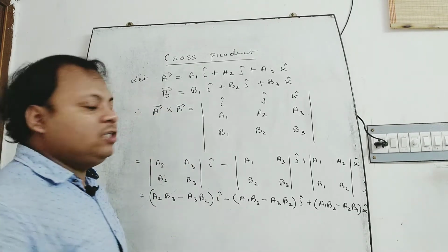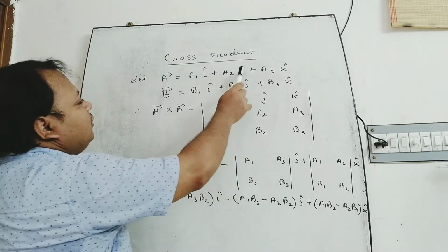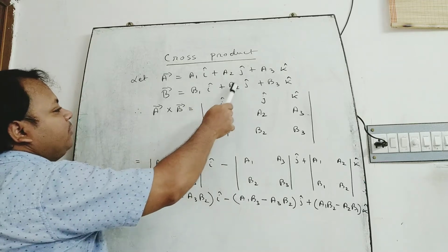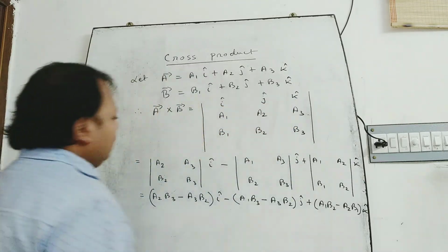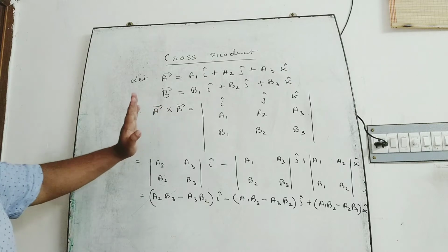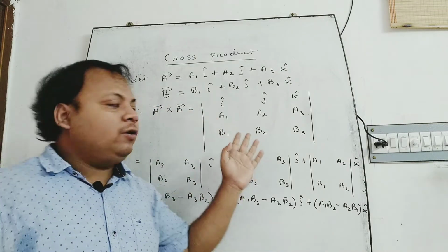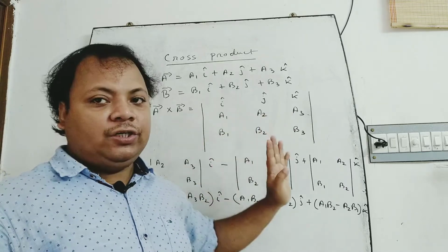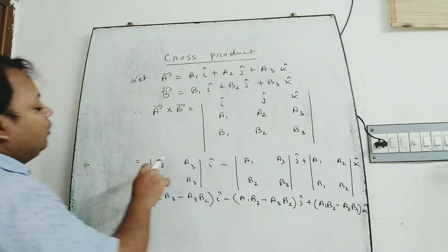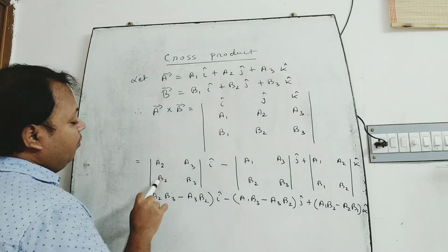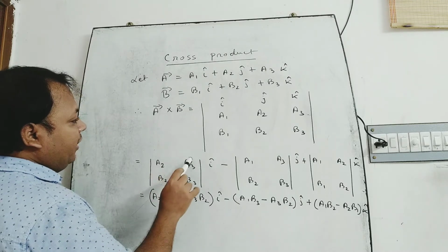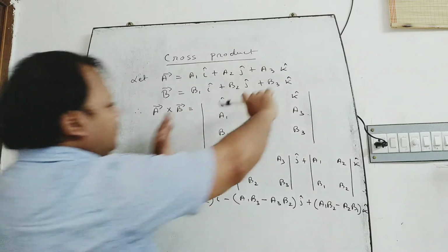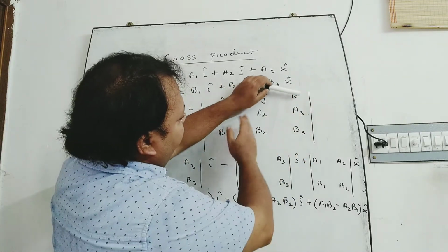Let a vector be equal to a1 i cap plus a2 j cap plus a3 k cap, and b vector be equal to b1 i cap plus b2 j cap plus b3 k cap. Therefore, a vector cross b vector is equal to the determinant of i, j, k; a1, a2, a3; b1, b2, b3. This gives the determinant of a2, a3, b2, b3, which is the cofactor of i cap.